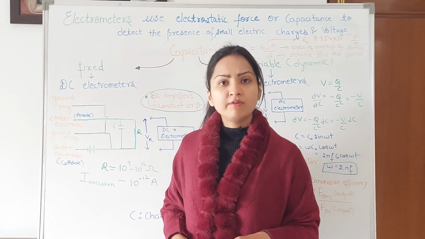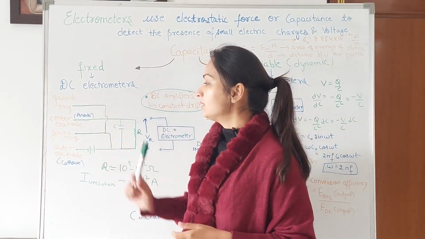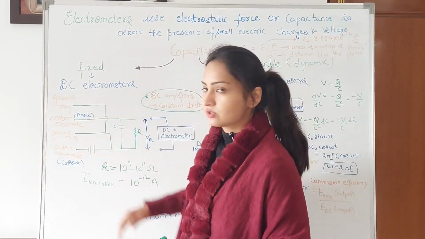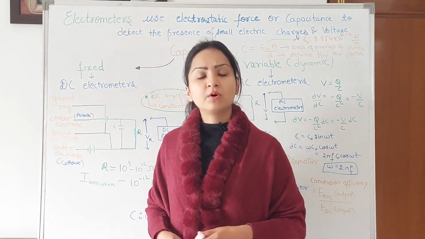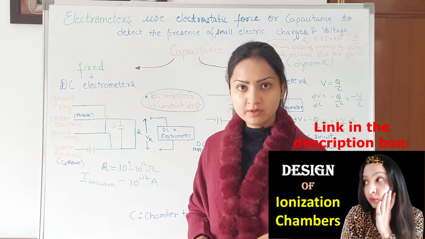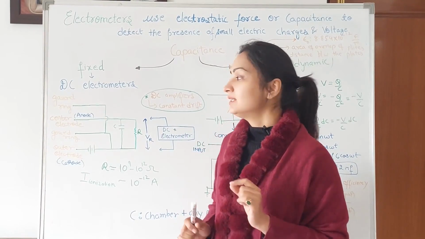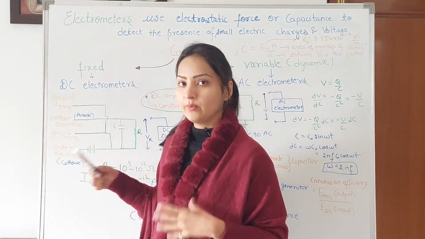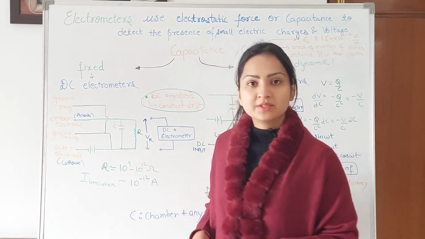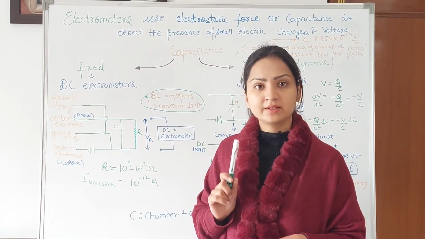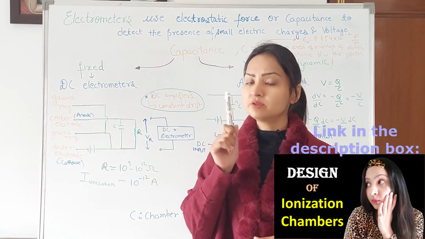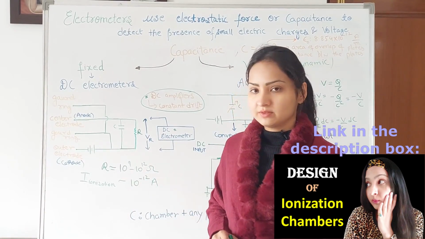Coming to the case of fixed capacitance, I told you that we use DC electrometers in this case. This construction looks familiar to all those who have gone through my previous video on design of ionization chamber, wherein we have discussed in detail the guard rings, why we use them, and the high value resistors used in ionization chamber. If you have any doubts regarding this, the link is there in the description box. You should go through that video before coming to this video.